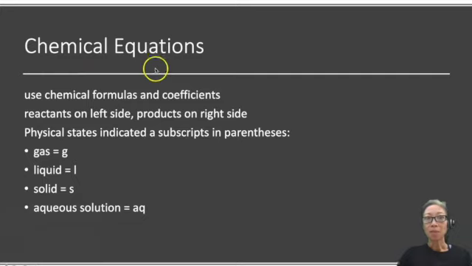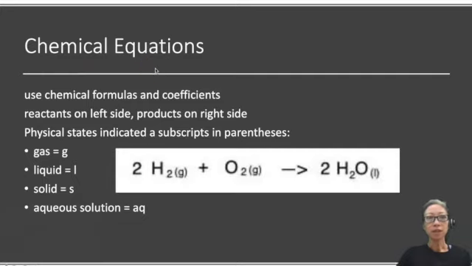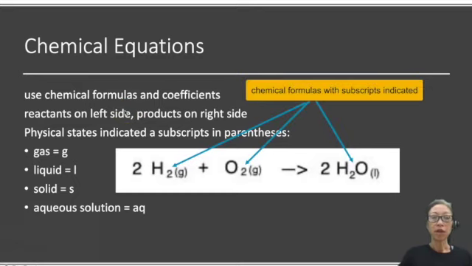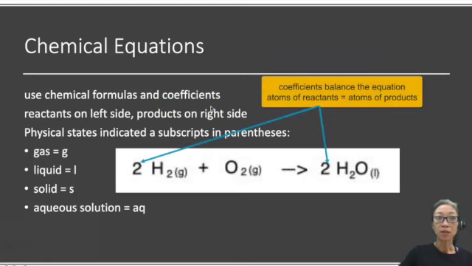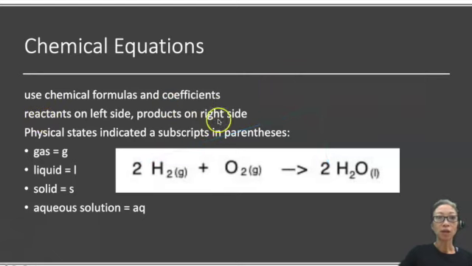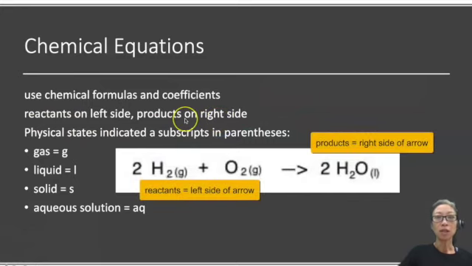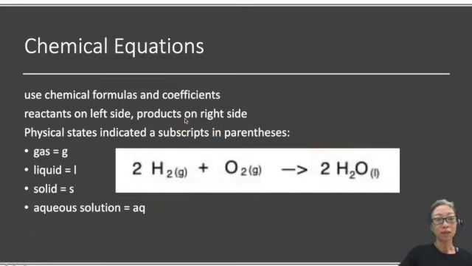A balanced chemical equation shows chemical formulas which have subscripts, so never any positive or negative charges, no superscripts. Those have been crossed over and down to have subscripts. And then there are coefficients to balance the numbers of atoms on both sides. You have the reactants on the left and the products on the right. Remember, those can be in any order as long as they're on the left side or on the right side.